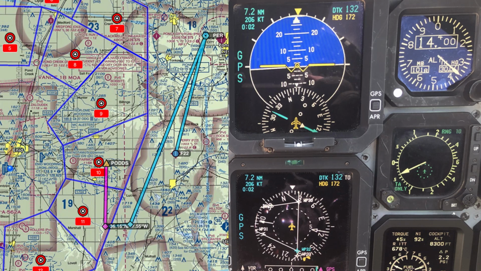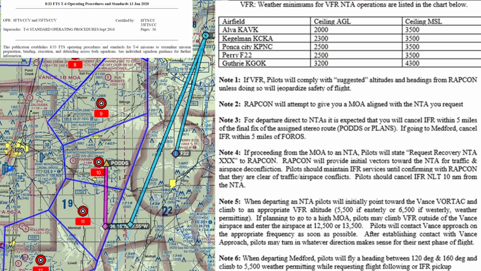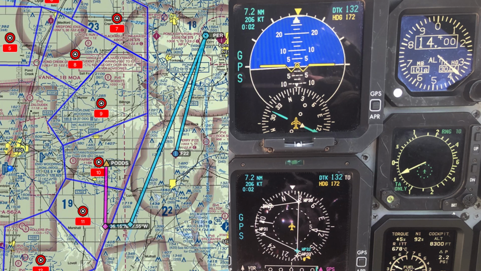As seen here, the aircraft is near the bottom of the MOA and near the east border. As covered in Part 1, VANS FCIF 19-025 and the T6 standards provide standard phraseology for exiting the MOA to an NTA. To leave the MOA, call up Approach North, Uniform Channel 10, and say your call sign, Request Recovery, NTA Perry. RAPCON will provide initial vectors towards the NTA for traffic and airspace deconfliction.